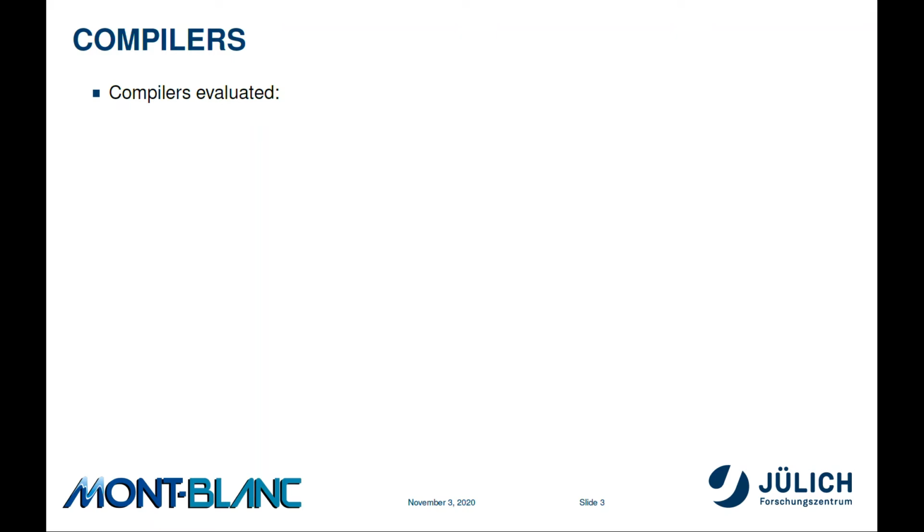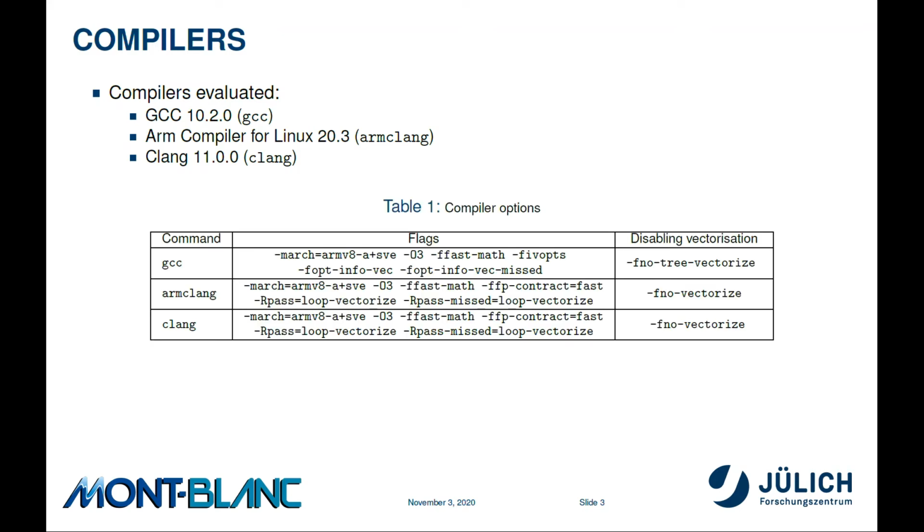In this context, we evaluated three compilers: GCC, ARM compiler for Linux, and Clang. We used versions GCC 10.2, ARM compiler version 20.3, and Clang version 11.0. In Table 1, you can see the compiler options used for the different compilers. For all three compilers, we targeted the ARMv8 plus SVE architecture. Furthermore, we enabled level 3 optimization as well as the fast math option to enable fastest but not necessarily safest floating point arithmetics. In addition, we enabled induction variable optimization for trees on GCC and explicit enabling of floating point expression contraction for Clang and ARM Linux compiler.